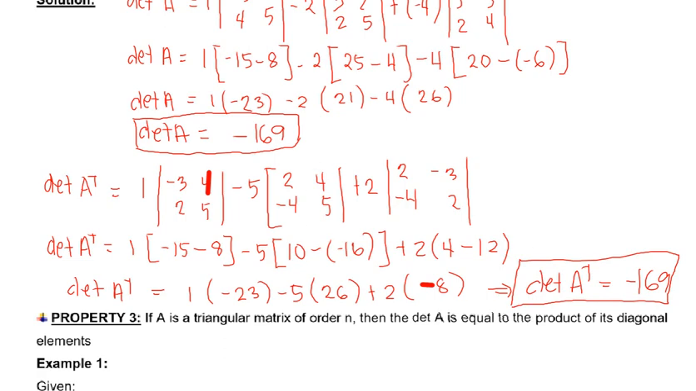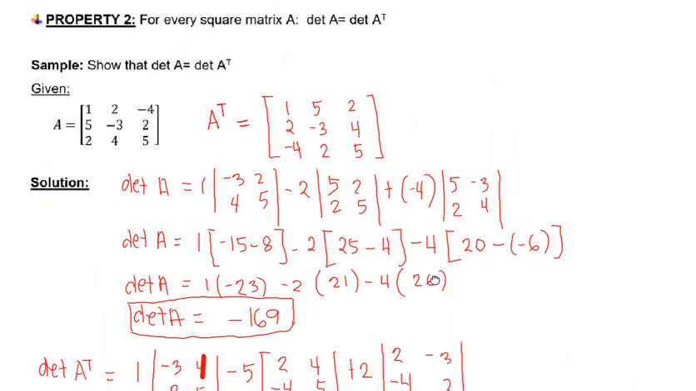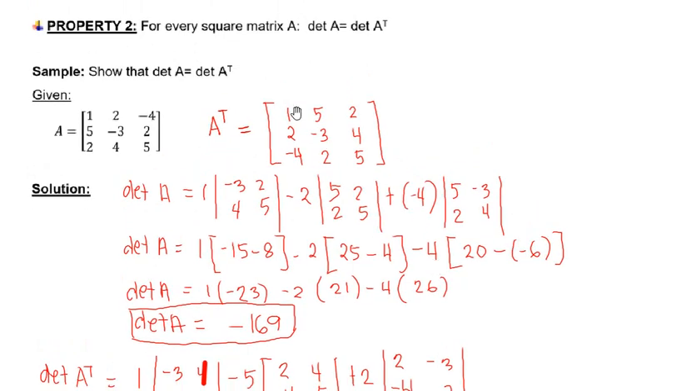So sa property 2, naipakita natin na ang determinant of A is 169, that is equal to the determinant of transpose of the matrix. So, yan yung ating property 2. So, for every square matrix, so this is only true if our matrix is a square. So, parehas yung number of column and number of rows natin. Yung determinant ng ating given matrix is equal to the determinant of its transpose.